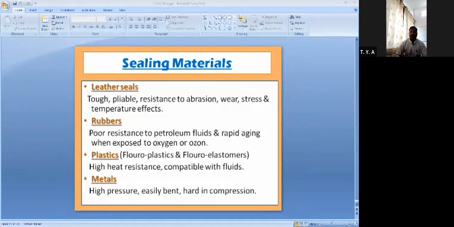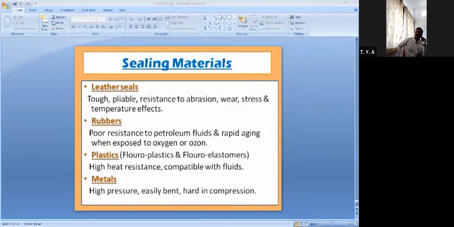Then Kel-F, which is a plastic material. Then Viton A is there, Teflon material is there. Then polyurethane, then polyacrylate, then polysulfide. All these sealing materials I have named have exceptionally high heat resistance and are compatible with most fluids. Due to that property only, the plastics are used.